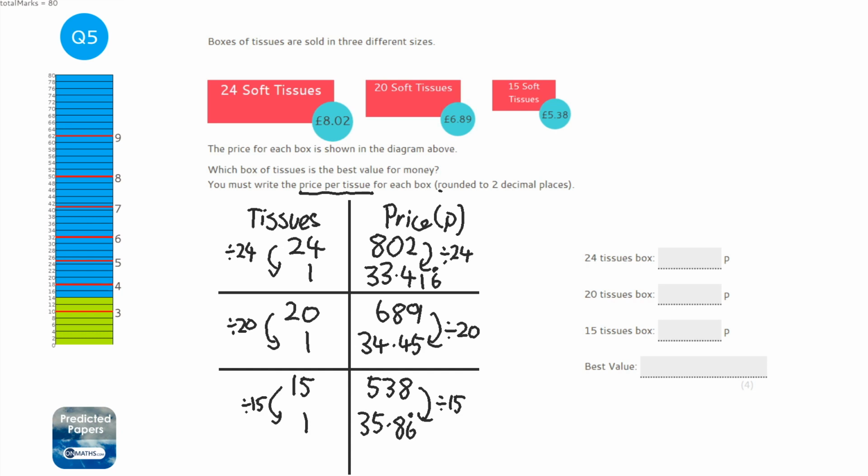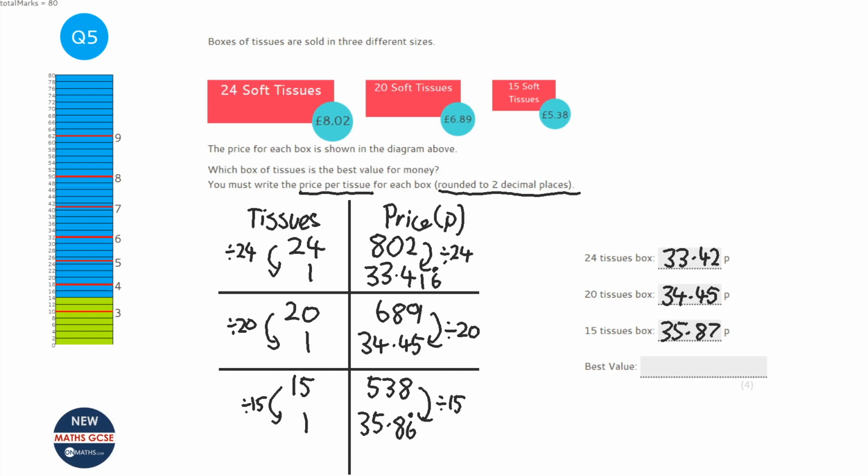Okay, so first of all, let's get the price in. So it says rounded to 2 decimal places. Okay, so this first one is 33.42, because that one moves up. The 20 tissue box is 34.45. And the last one is 35.87, because that 6 would round up.